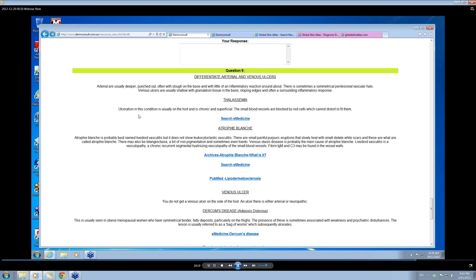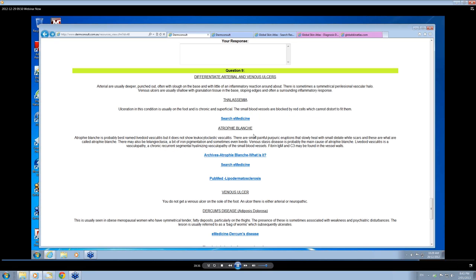Thalassemia, we spoke about earlier. It's usually on the foot, chronic, superficial. Small blood vessels are blocked by red cells, which cannot distort to fit the vessels. That's the problem. The red cells are an abnormal shape in thalassemia.